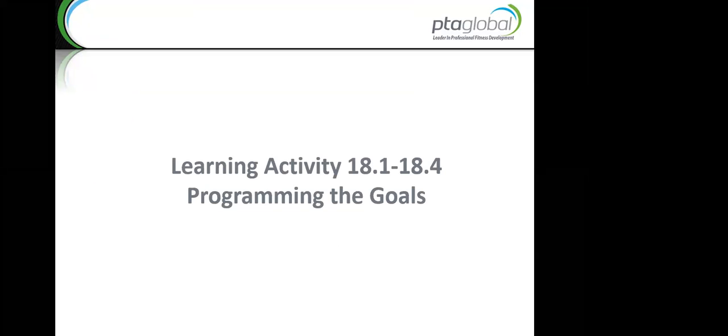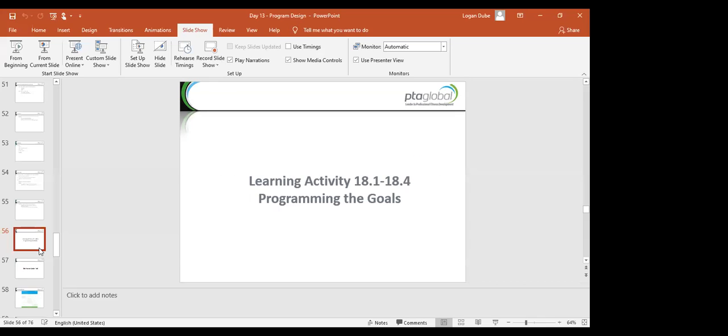So what that leaves for you is the learning activities, 18.1 through to 18.4. So what those will do is give you a chance to practice at least the content that is exam relevant. So I encourage you to do those 4 learning activities.